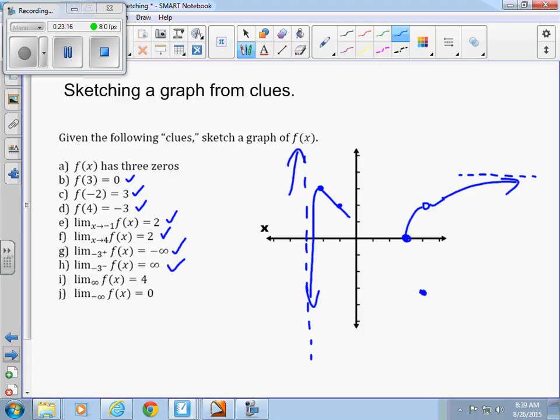Can you see how there would be multiple correct graphs? I'm making some assumptions in the middle, as long as the pieces are taken care of there. And the limit as x approaches -infinity is 0. So what do I need to do on the other side? Horizontal asymptote at 0, right?